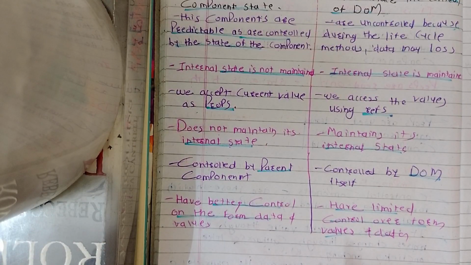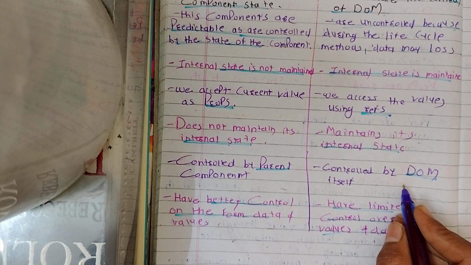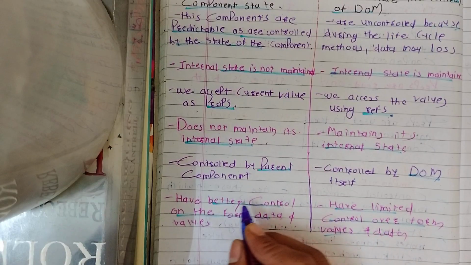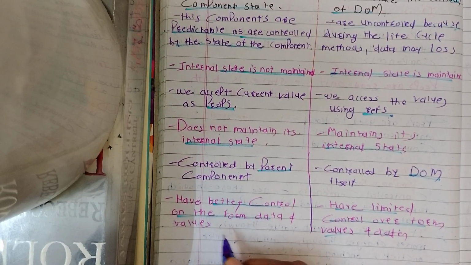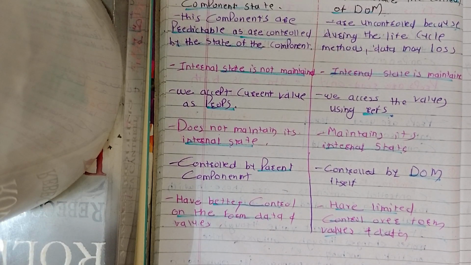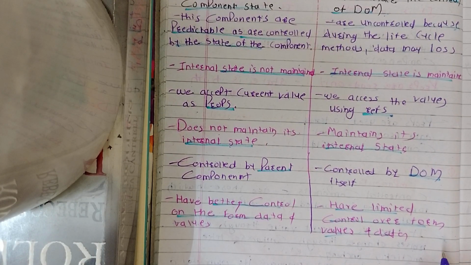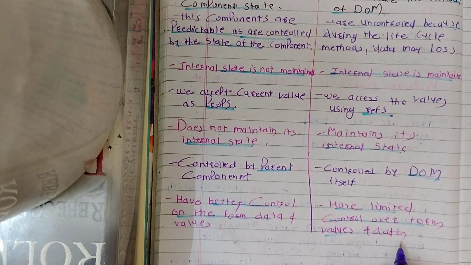Then, control by parent component. Controlled components are controlled by their parents, whereas uncontrolled components are controlled by themselves, as they are directly connected to the real DOM. With controlled components in React we have better control over all things like form data and values. In the case of uncontrolled components, we have limited control over the form and data, so things like data loss may happen.